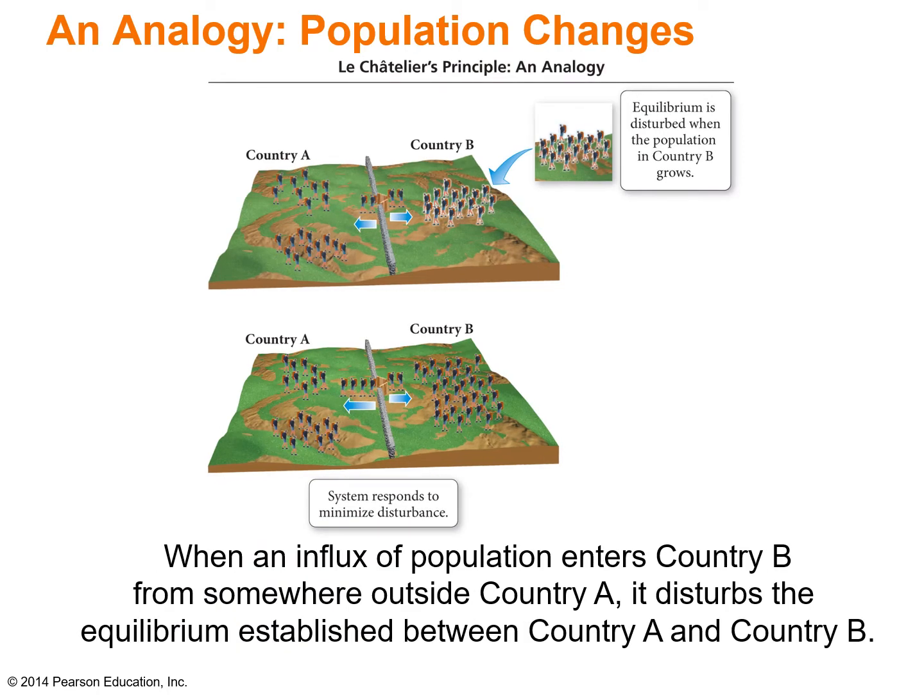When an influx of population enters country B from somewhere outside country A, it disturbs the equilibrium established between those two countries. Notice, why is that the case? Why was the equilibrium changed? I see an equal rate up there. The rate is the same, right? So why are we no longer at equilibrium? It's because our population changed.